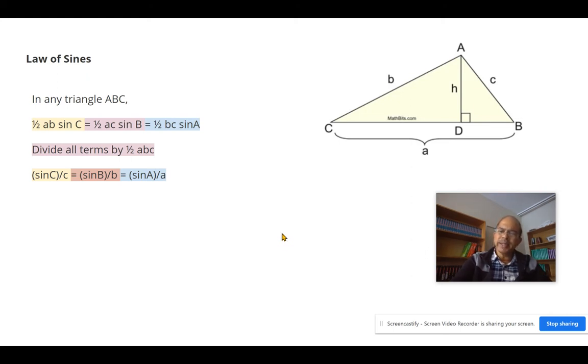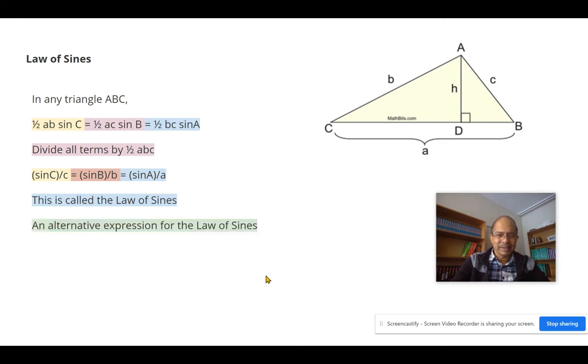This is an interesting new expression relating the angles and the sides with their sines. This is called the law of sines. Once again, very simple to remember, as easy as ABC. An alternative expression for the law of sines is to reciprocate each term. So c by sine C is equal to b by sine B is equal to a by sine A.